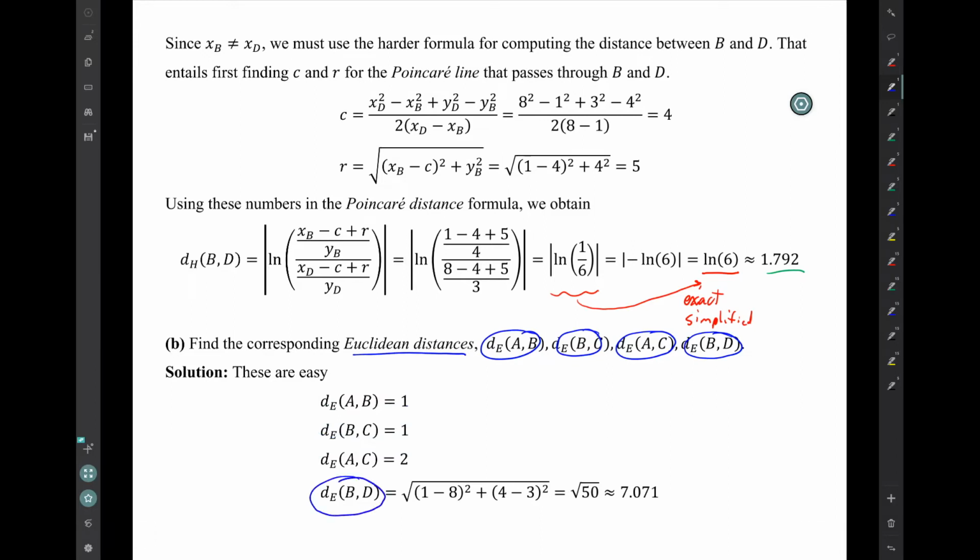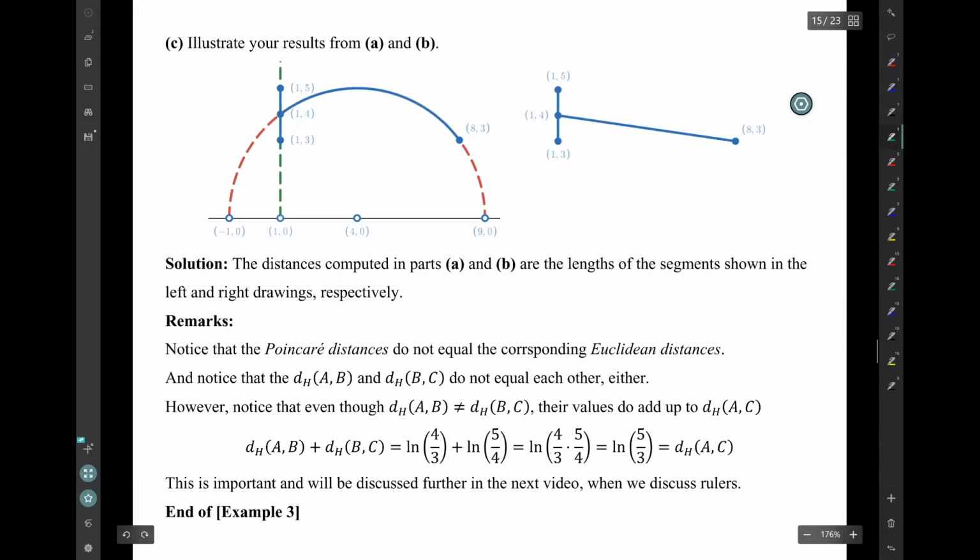The Euclidean distance, I should have said these are Euclidean distances. The Euclidean distance between B and D we get by using the Euclidean distance formula. We get square root of 50, that's the exact answer. We type that into a calculator to get the approximate answer, 7.071. Let's go on. Question C is to illustrate the results from A and B. Let's start by labeling the points. So those are our points.